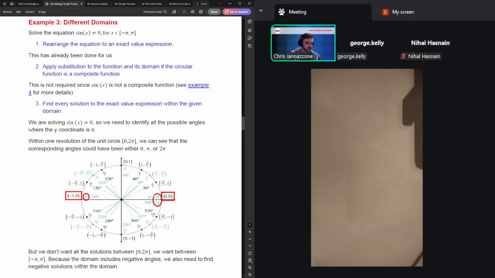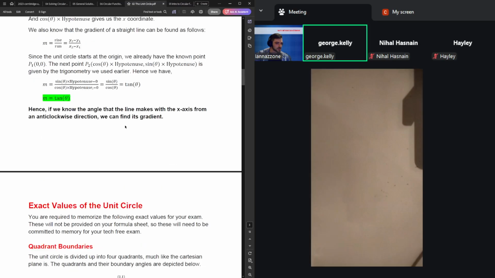Okay. So 0 to 2 pi just means that you're starting on the rightmost part on the unit circle and going in an anti-clockwise direction until you reach where you started. Okay. Negative values just mean going in the opposite direction instead. That's the only difference there.